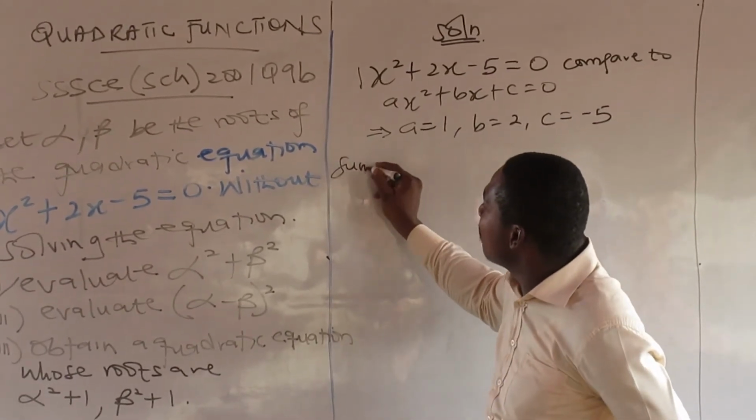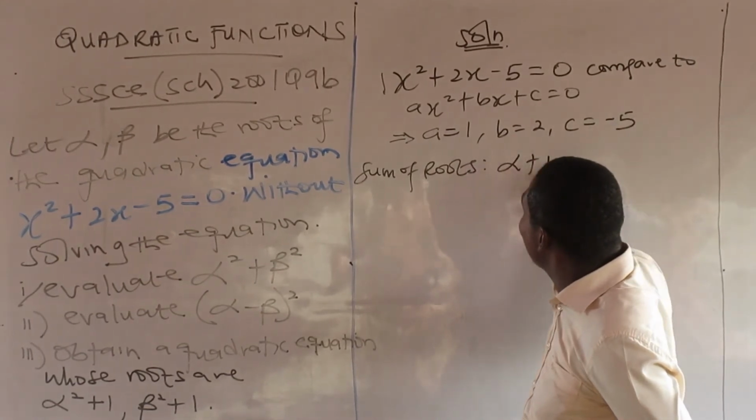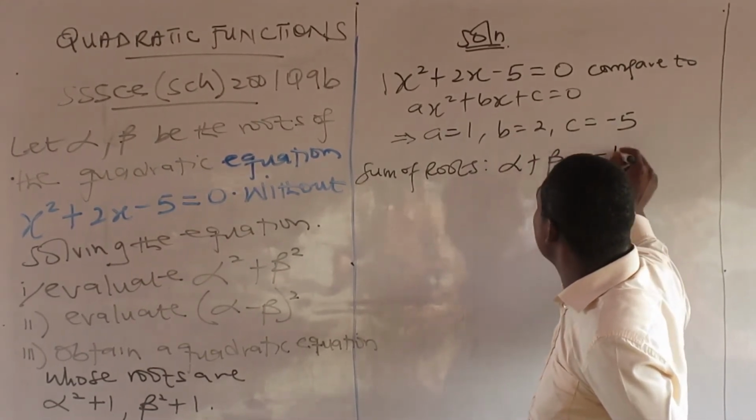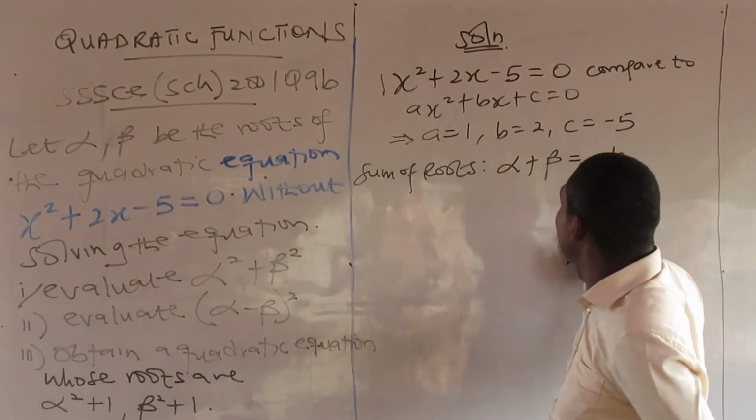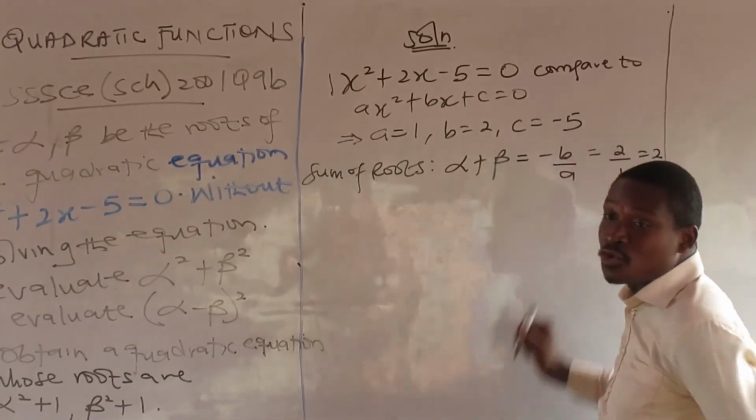Now I'll come to the sum of roots. That is alpha plus beta. It's the same as minus b over what? a. So there is 2 over what? 1. That will give me what? 2.